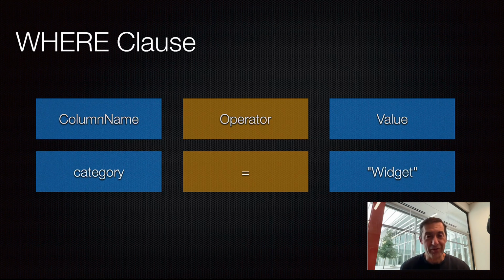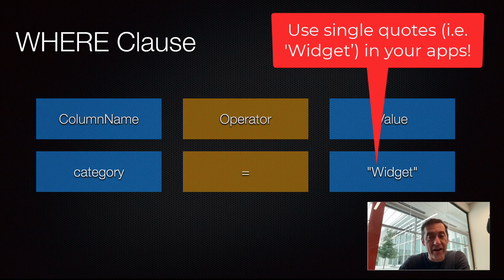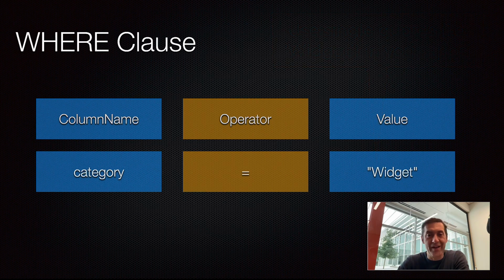So for instance, if the column name is category, and in the product table that you already have, there is a column called category that contains string values. So if you want to get all the records where the category is widget, your where clause would literally say category equals "widget". And notice that widget is in double quotes because the category column is of the string type. Therefore, the value that you put in the where clause must be in the same kind of formatting that the type of that corresponding column is.